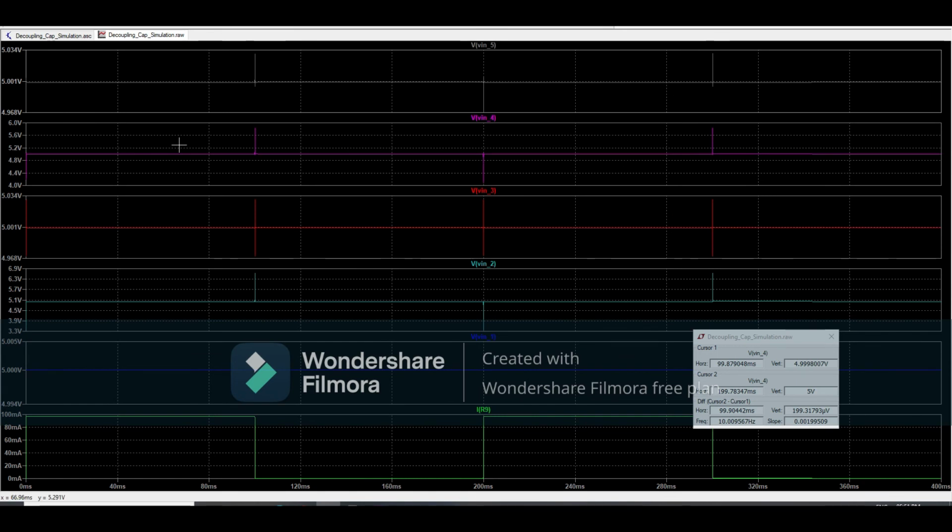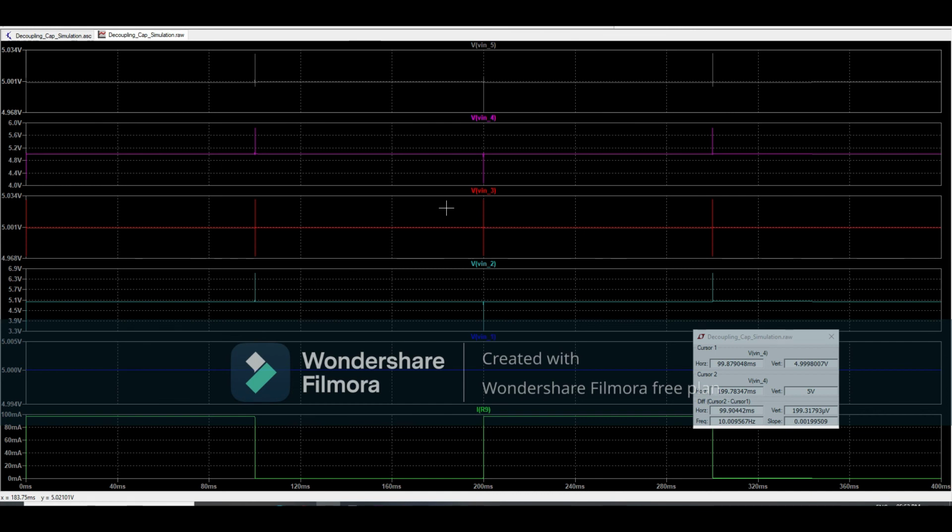These are the waveforms. IR is the current drawn by the switching IC. So current increases from 0 milliamps to 100 milliamps and again reduces to 0 milliamps. Vin1 is the voltage in the ideal case where no trace inductance is considered. Vin2 is the voltage at the VIN pin when trace inductance is considered. We see spikes in voltage which go up to 6.3 volts and down to 3.3 volts.